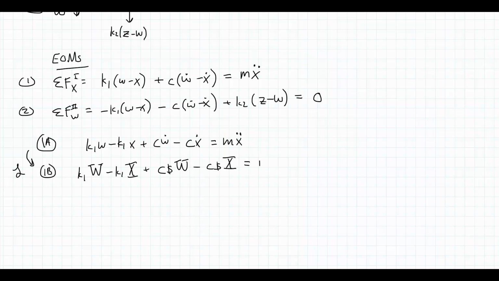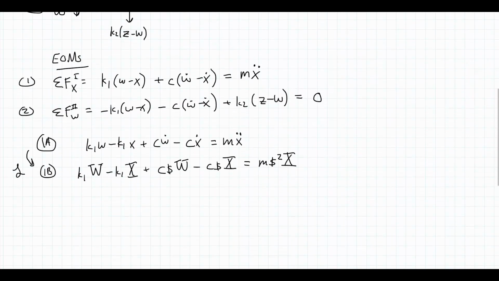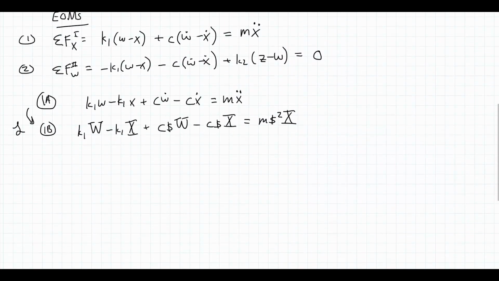On the right-hand side, I get an m s squared big X when I do the Laplace transform of the right-hand side. So 1b I will put aside for now, because if I look at it, I have x, I have w, but my input is z. So remember, what am I trying to find? This transfer function x over z. This has an x, but no z in it, so I definitely need more equations.